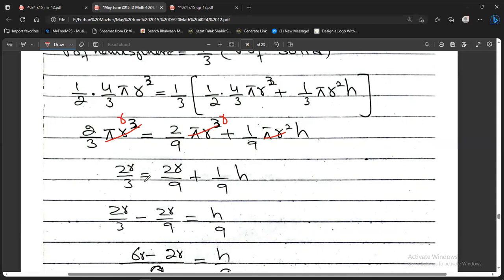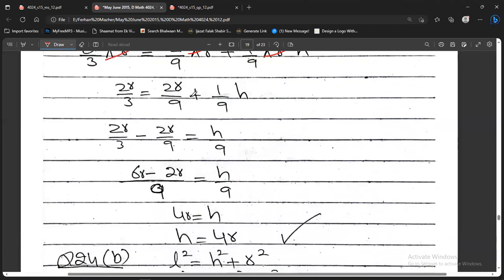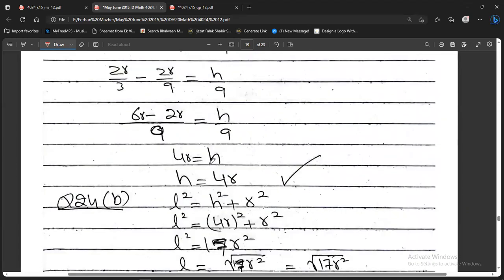So 2r by 3 equals to 2r by 9 plus 1 by 9 h. Okay, so bring this 2r by 9 to the other side. So you will have 2r by 3 minus 2r by 9 equals to h by 9. This will become 6r minus 2r by 9 equals to h by 9. 9 will be cancelled. So 4r is equals to h. So h is equals to 4r.